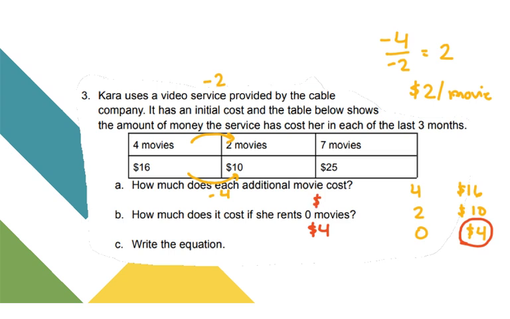And we figured out that every movie costs 2. Can we write an equation for this? Of course we can. So here we go. Our cost is going to be the $4 you pay up front, plus you are paying 2 for every movie. So 4 plus 2M.